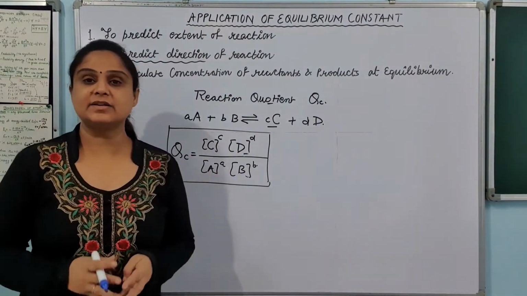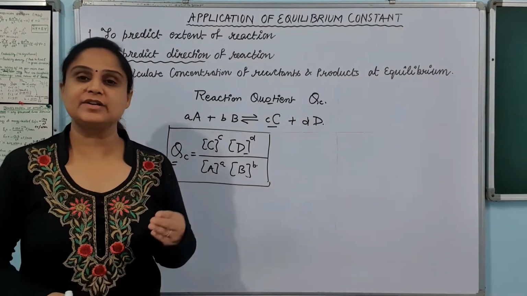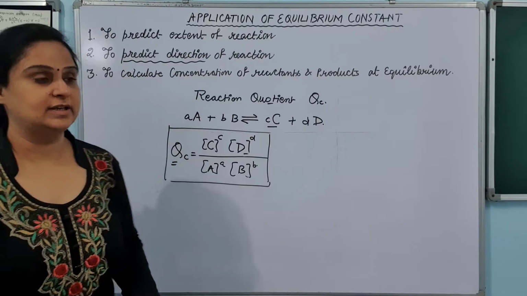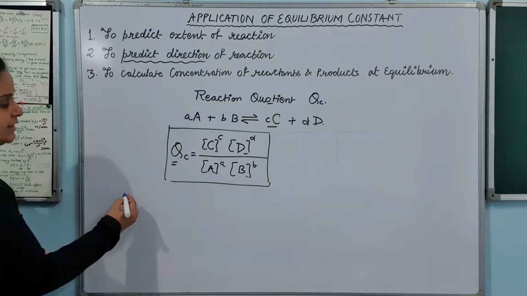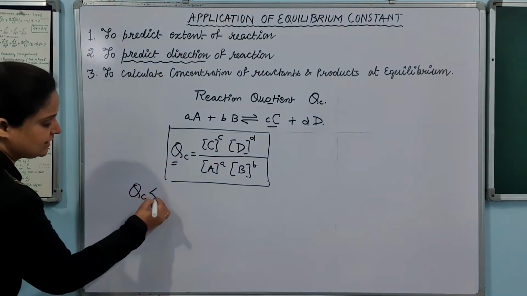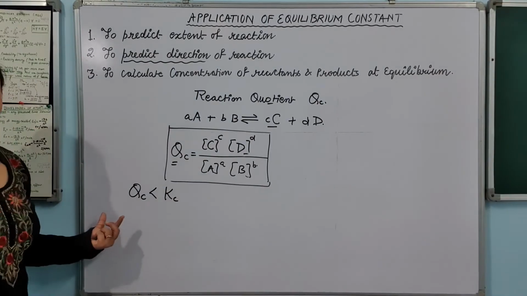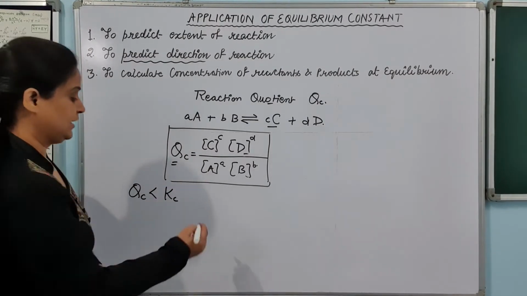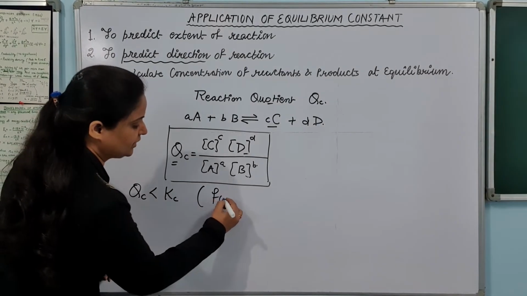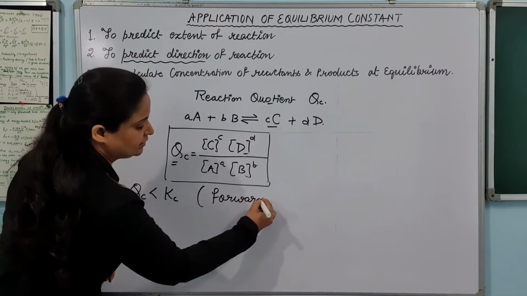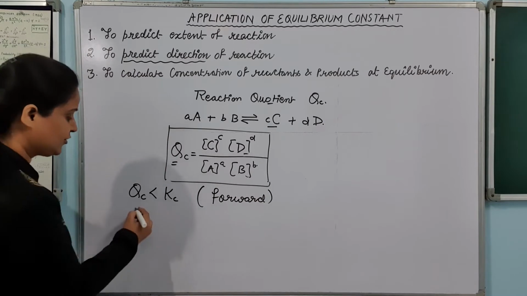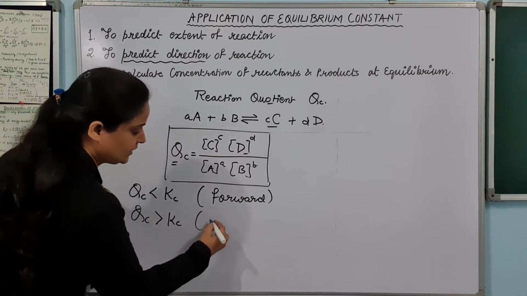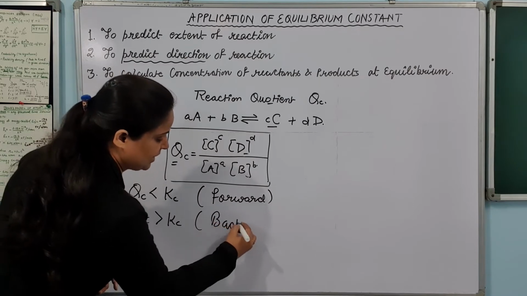So let's apply the concept of Qc to predict whether your reaction is moving in the forward direction or it is moving in the backward direction. How are you going to find it out? If your Qc is less than Kc, it means what? It means that the reaction is moving in the forward direction. Okay. If your Qc is more than Kc, what does it mean? It means that your reaction is going in the backward direction.